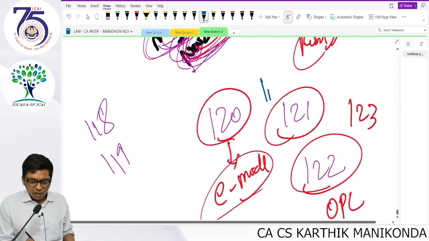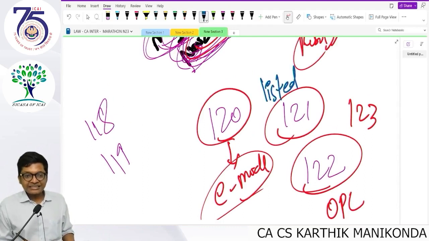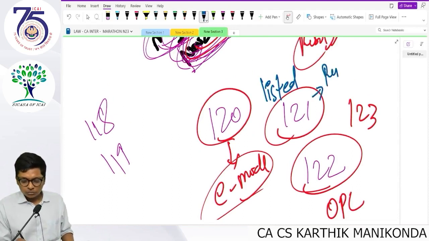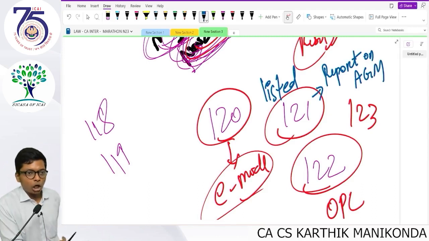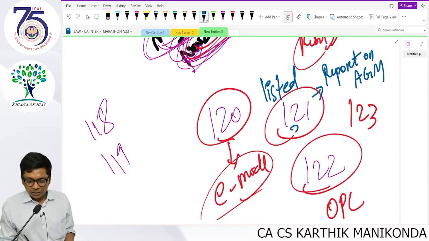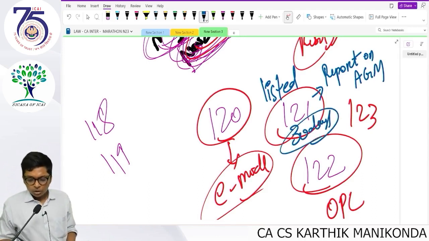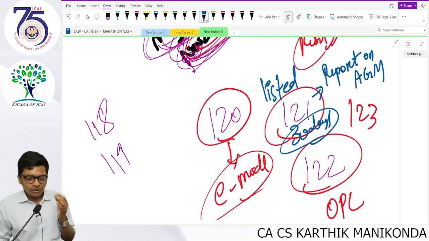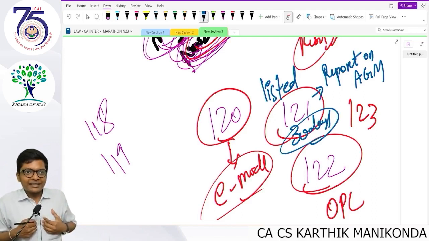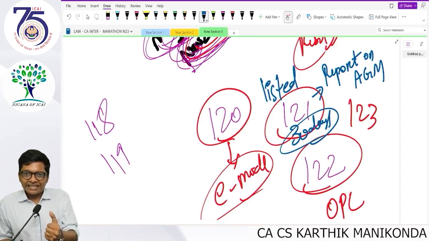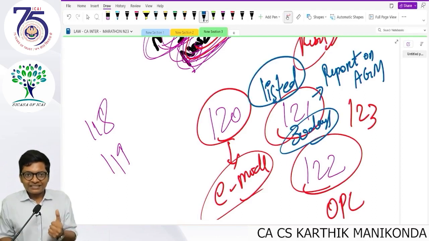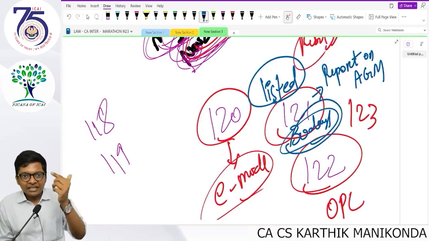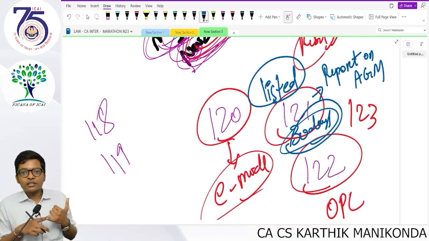121 is a section never tested. It's applicable only for a listed company. It's called report on AGM. Once the AGM gets over, within how many days? So guys, mostly you wouldn't have read this section, never tested. 121 is report on AGM, applicable for a listed company. Once the AGM gets over, within 30 days, file with ROC details of AGM.